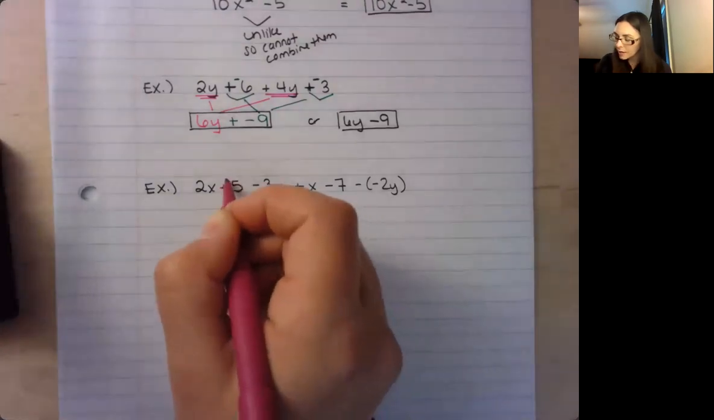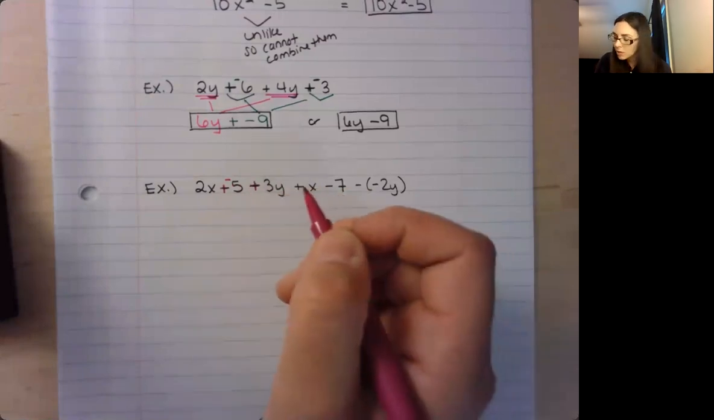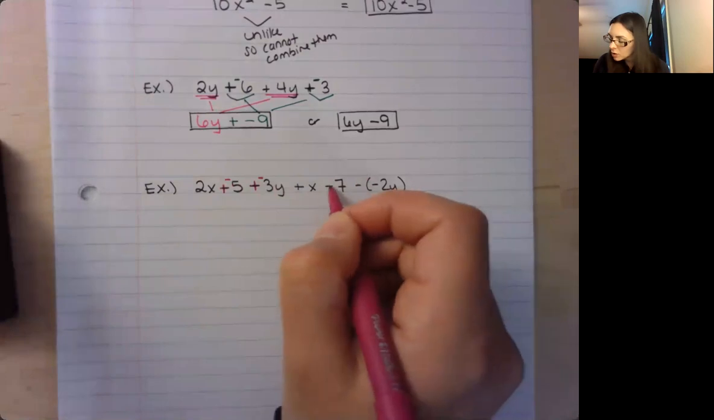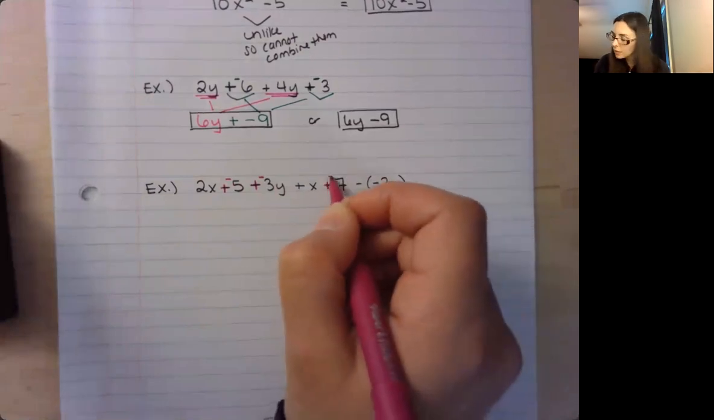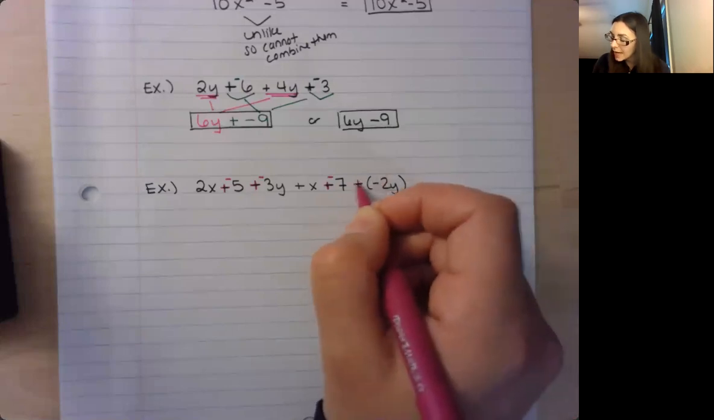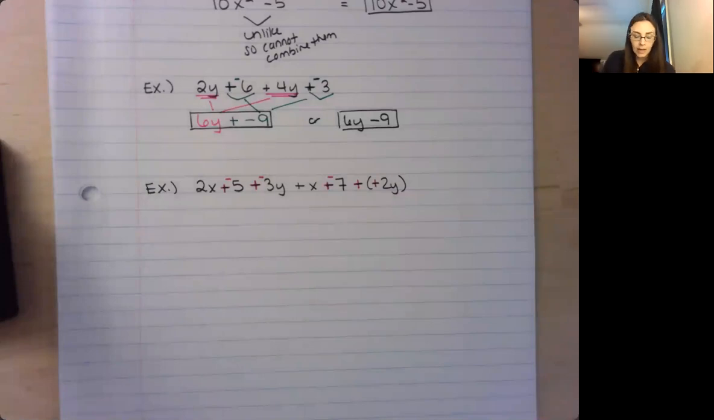So I'm going to take any subtraction and change it to addition and change the next sign. So +5 becomes negative. Here, change it to addition, +3 becomes negative. Here, change it to addition, +7 becomes negative. Here, change it to addition, and then -2 becomes +2. Now, if that's too messy, you can rewrite it, which I do recommend as well.